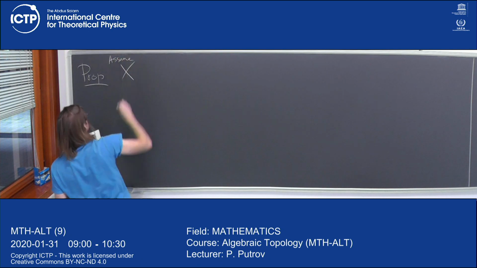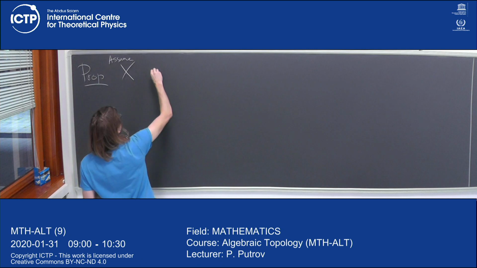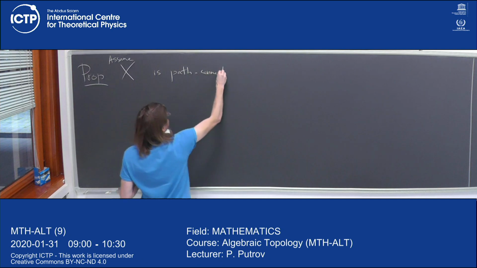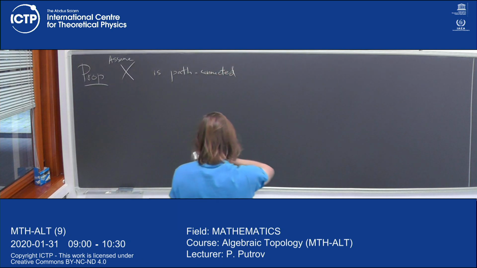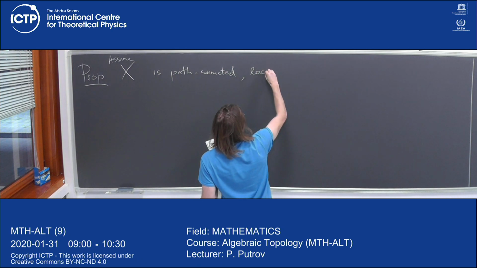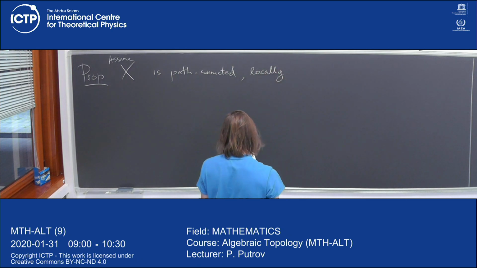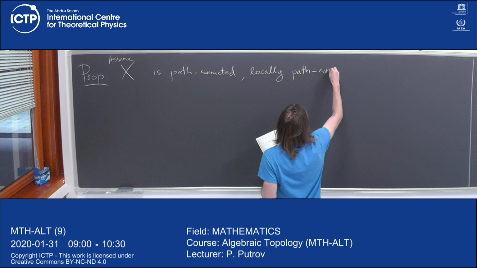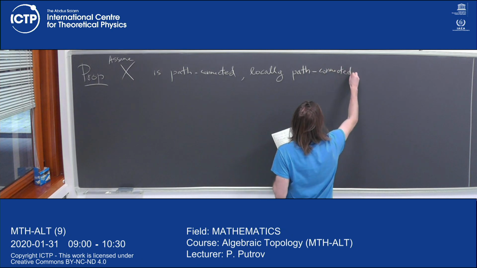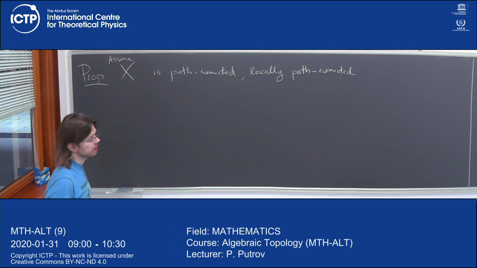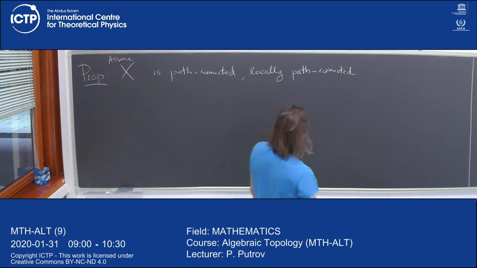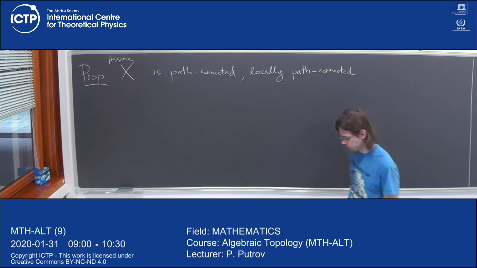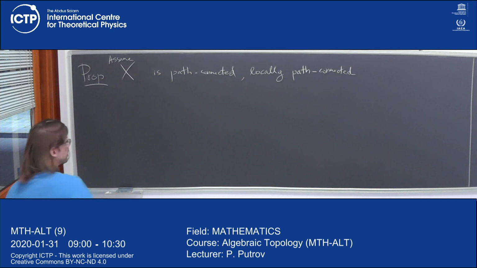Assume, so the statement is the following: assume X is path connected. Then we want to require some other technical conditions locally. We want it to be locally path connected. So this is a notion which we introduced last time. This means that for any point there is an arbitrarily small open neighborhood which is path connected.